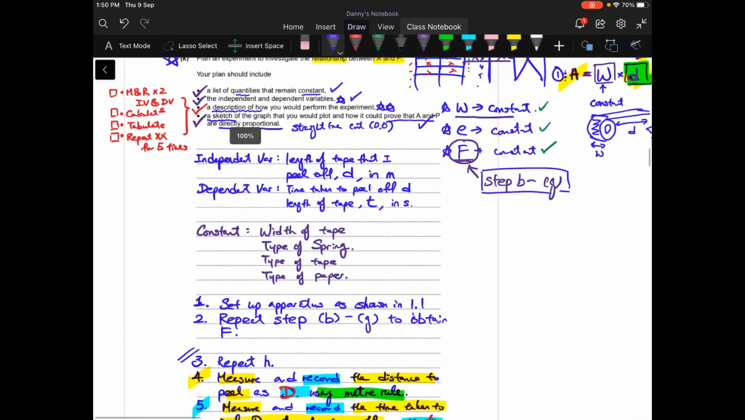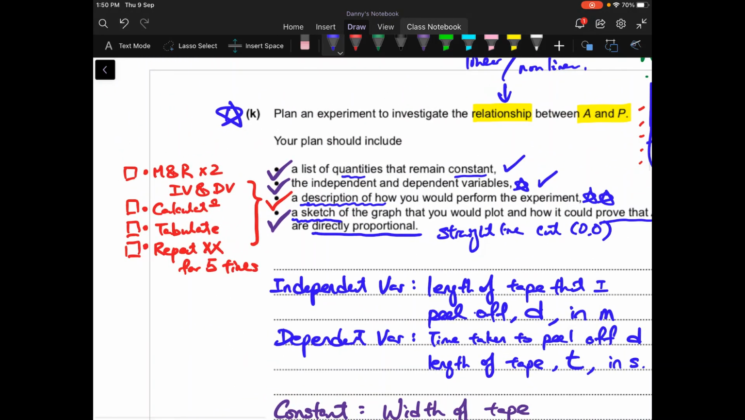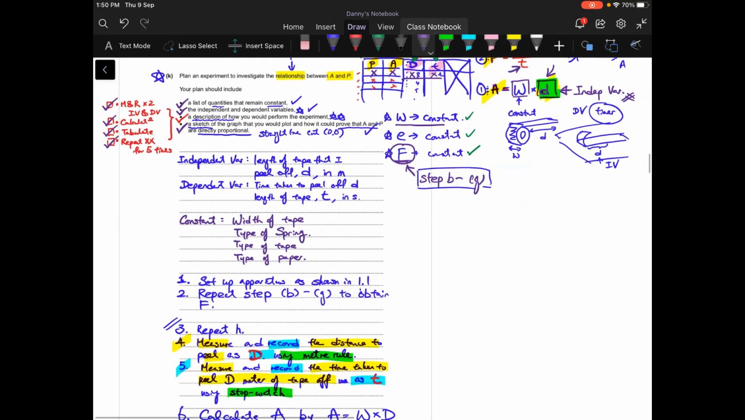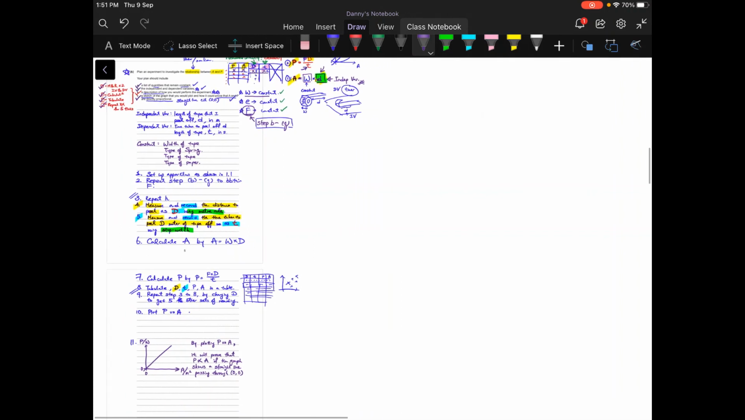So once I finish this, I will do a quick check against my checklist. Do I have at least 2 measure and record statements? I do. Have I calculated anything? I did. I have tabulate and I have repeat so that I can have multiple data. So with this, I will get my full 5 marks. Okay.